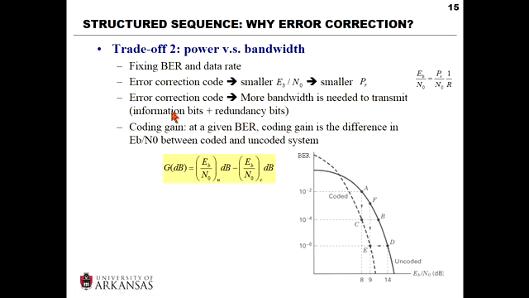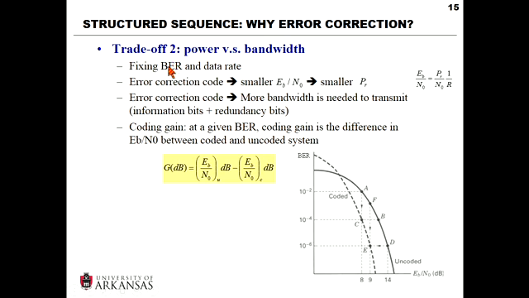But in the meantime, because we are using an error correction code, more bandwidth will be required to transmit. So it's a trade-off between power and bandwidth. Because we reduce Eb/N0, we reduce PR, and we reduce PT, so we require less power. But because we still have the same data rate, as long as our data rate is unchanged, our bandwidth has to be increased. That's the trade-off between power and bandwidth.